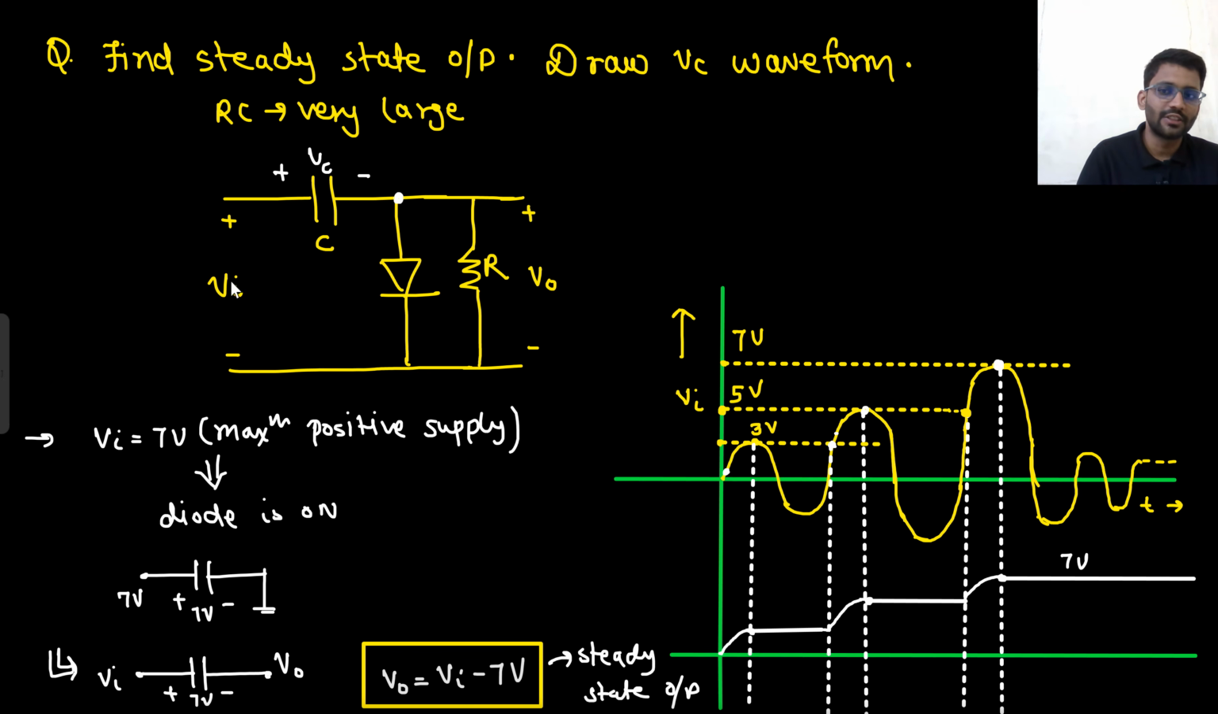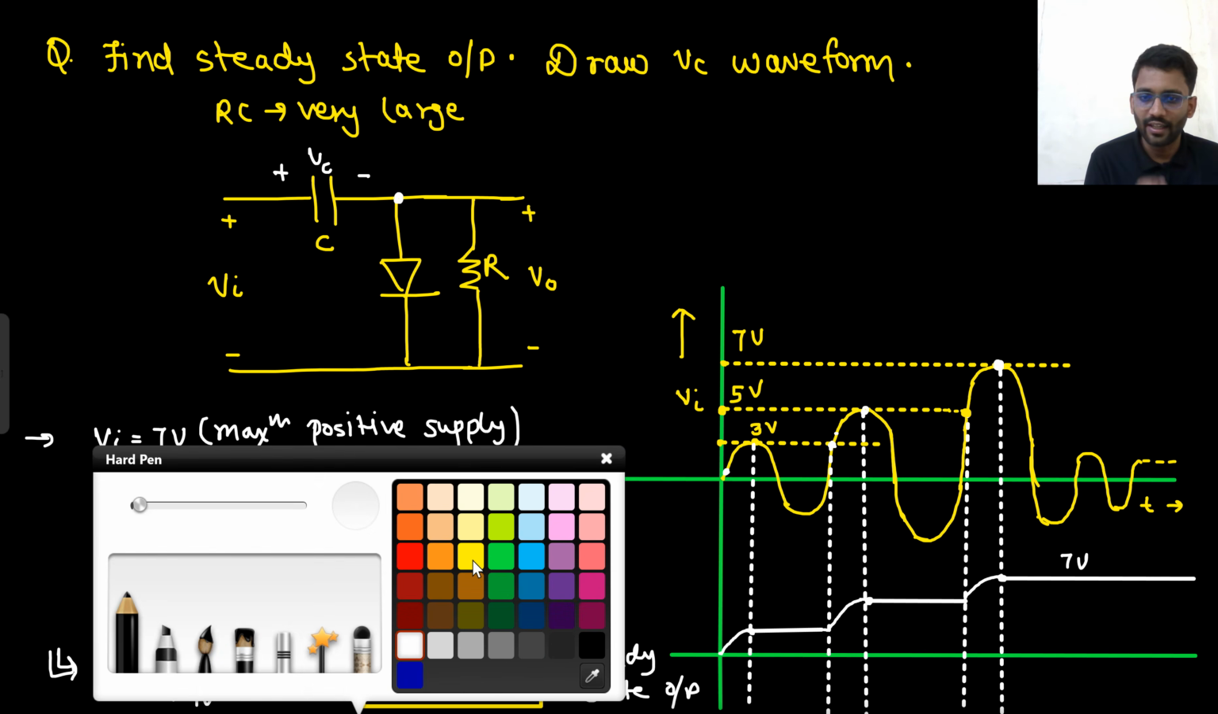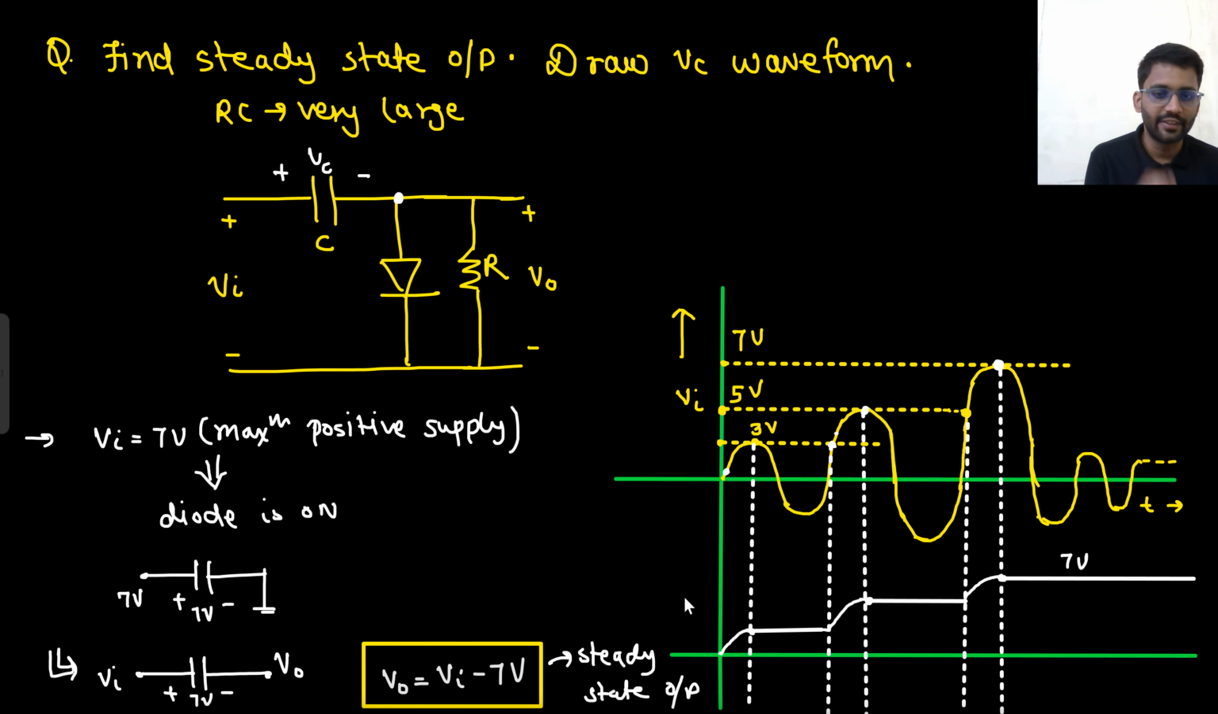So what is your V0? V0 is simply V in minus VC. You can draw it, and after that your steady state voltage is V in minus 7 volts. So you can also draw the V0 waveform as well. So everything you can draw in any interview, in any written test, GATE examination, everywhere you can draw anything if you have the concept clear. So I will see if there are any other possible questions.